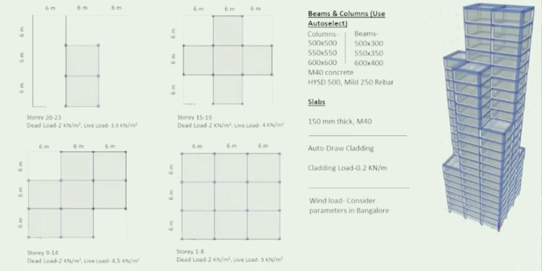Each story has a dead load of 2 kN per meter square applied. Varying live loads are applied: for stories 1 to 8, 5 kN per meter square; for 9 to 14, 4.5 kN per meter square; for 15 to 19, 4 kN per meter square; and for 20 to 23, 3.5 kN per meter square.